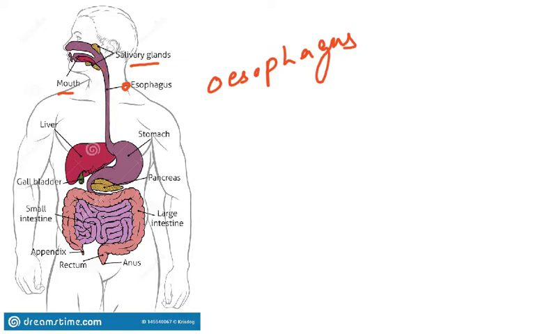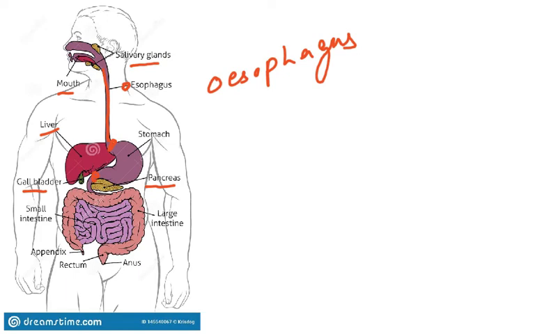The esophagus leads into the stomach, and there is a sphincter here and a sphincter here, which is going to control the input into and out of the stomach. Then we have the liver, and then we have a gallbladder which stores the bile. So the liver produces the bile and the gallbladder stores the bile. Then we have the pancreas.